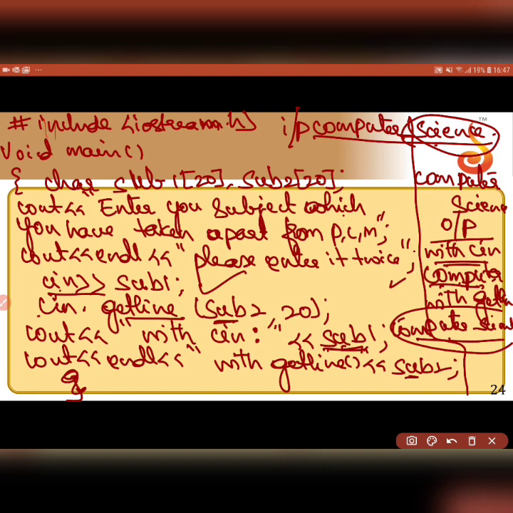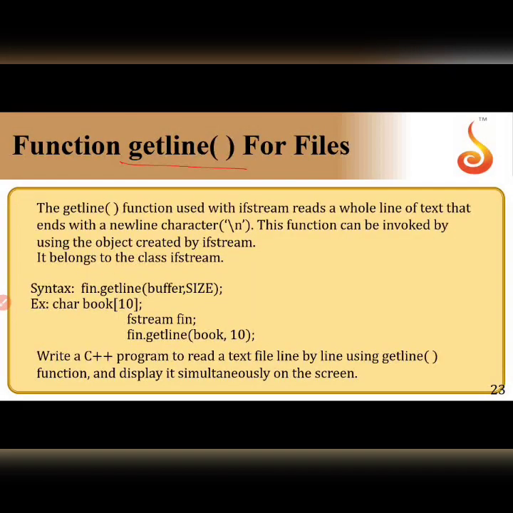Now we will go back to the definition of that. Please have a look. So now we will go through the definition of it. The getline function used with ifstream, because I am going to read. So input file stream reads a whole line of text that ends with a new line character. That is, you read an entire line until a \n or a new line character is encountered. This function can be invoked by using, it's a function, so you have to invoke the function to run it, using the object created by the ifstream.